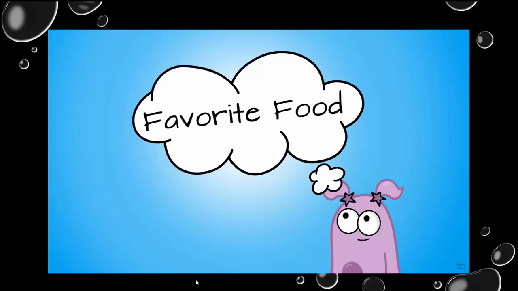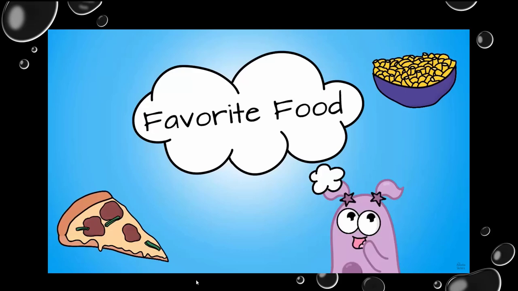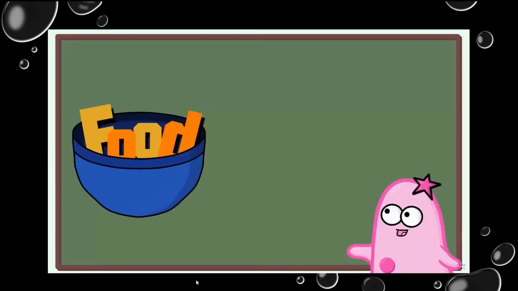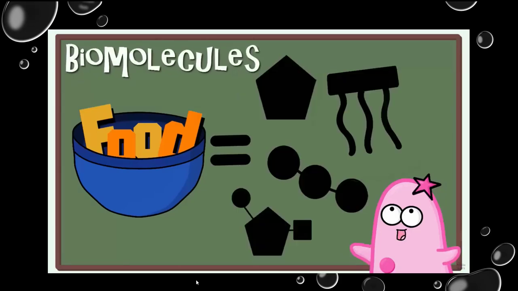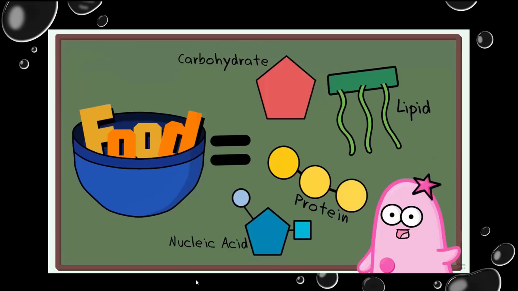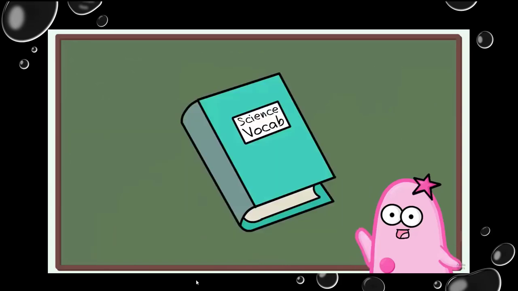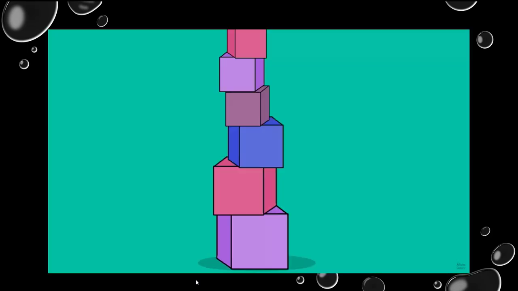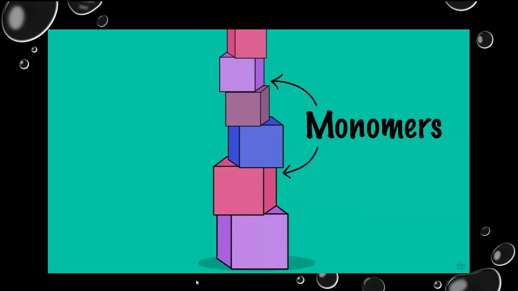Go ahead and think for a moment about your very favorite food. What is it? Pizza, macaroni and cheese, chicken salad, sushi? Well, we all have different food preferences, but food is a source of large molecules that are needed for life called biomolecules. There are four major biomolecules that make up all of life, and this will be the focus of this video. Before we get into details about the four biomolecules, we need to talk about one very important vocabulary word, the word monomer. A monomer is a building block. If I had some large substance, the parts that make up the substance are called monomers, just like building blocks.